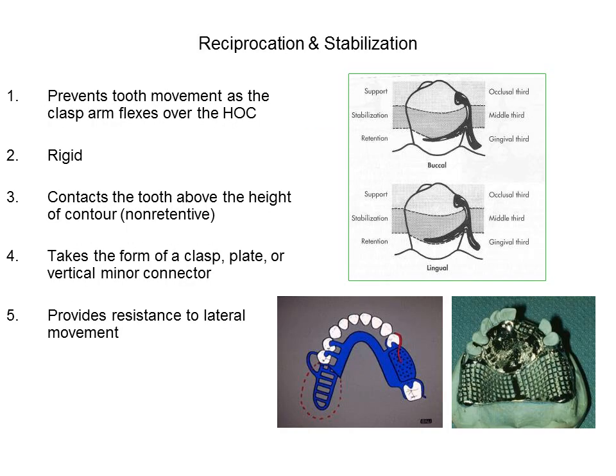The reciprocal clasp or element functions to limit buccolingual tooth movement as the clasp flexes over the height of contour. It is rigid throughout its length and occupies the middle third of the tooth. It also serves as a stabilizing element, resisting lateral movement of the partial denture. It may take several forms: a vertical minor connector, a clasp, or a plate.